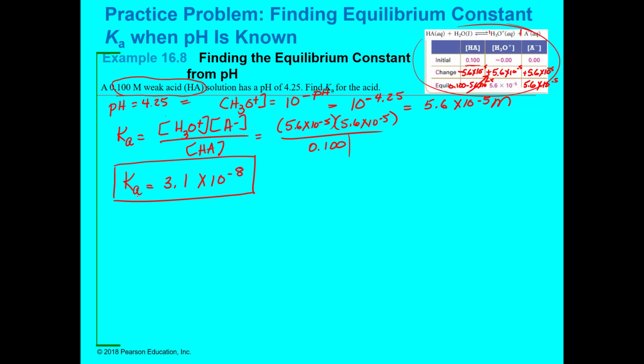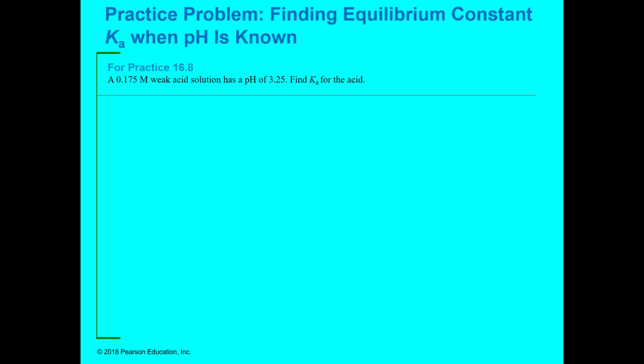So that one was a little easier. Okay, so when it tells you your weak acid concentration, it's telling you the initial acid, and then the pH is what's at the end. Okay, and then you just plug and play. And there's your practice. And that's the end of part 4.